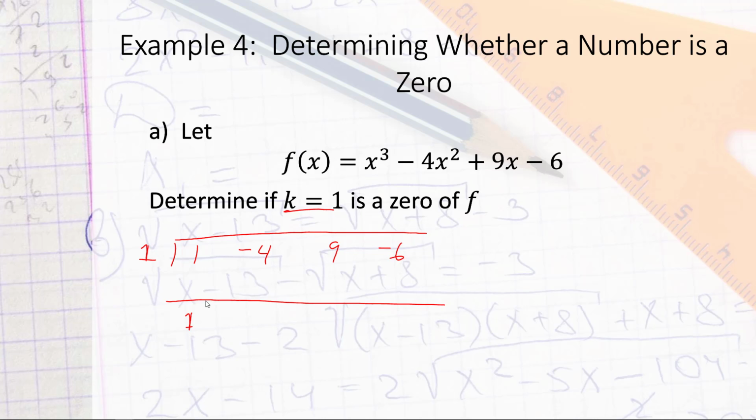Okay, and then what's 1 times 1? You guessed it, it's 1. Negative 4 plus 1 is negative 3. Negative 3 times 1 is negative 3. I love these hard multiplication problems. 9 minus 3 is 6. 1 times 6 is 6. 6 minus 6 is 0. This is the remainder. The remainder is 0. That implies that f evaluated at 1 is equal to 0, and 1 is indeed a 0 of f.